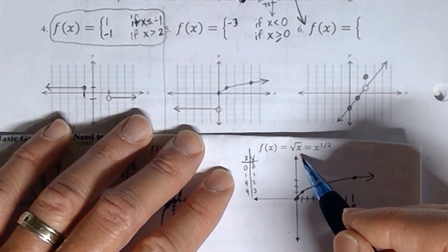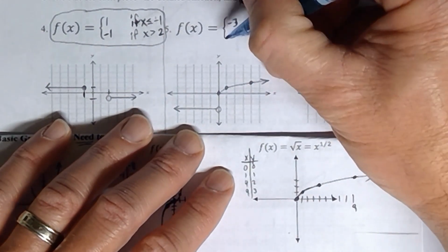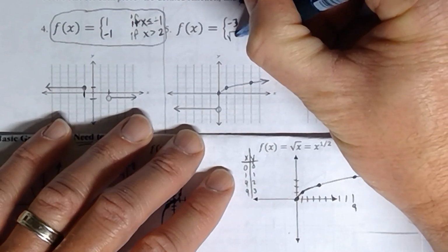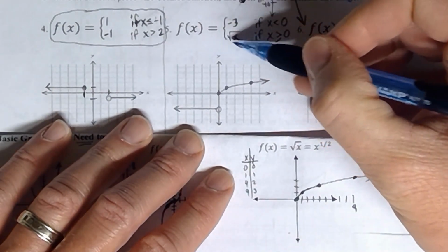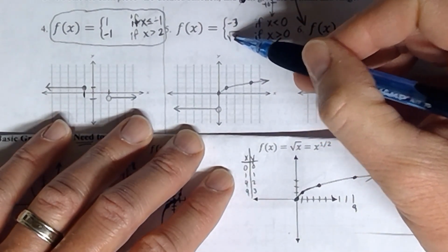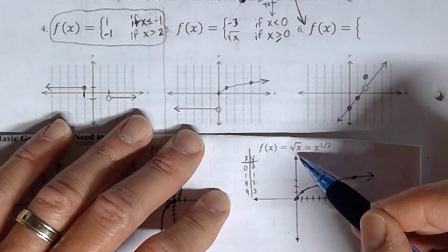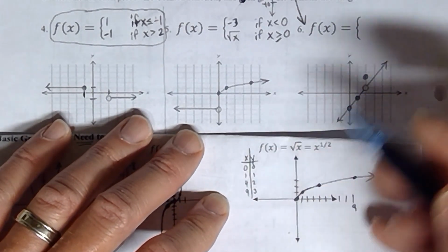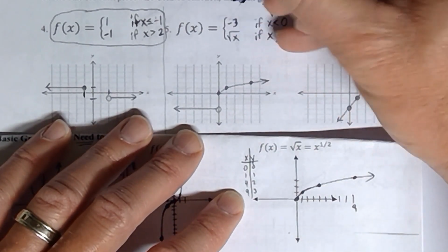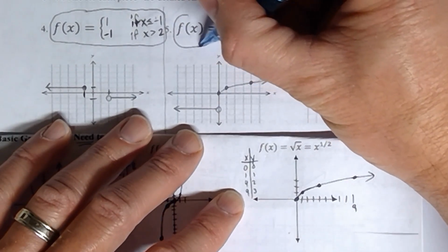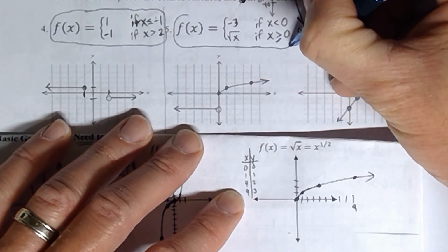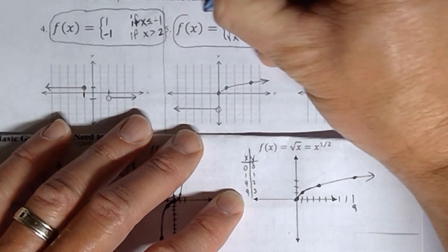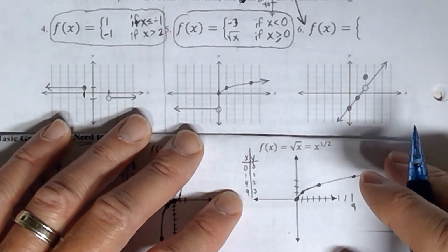So this must be the correct graph. It is square root of x. So we just say square root of x. Remember, the f of x is already over here, so you don't need to say that again. Just say square root of x because f of x is equal to square root of x. So now you have the formula for both. And we're done with that. And then finally, the last one here.